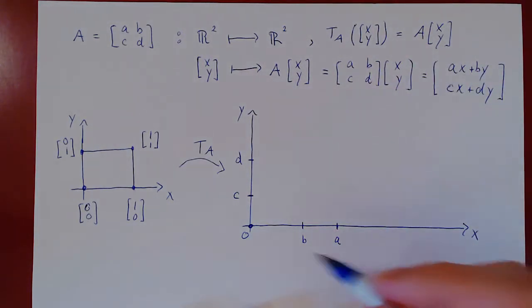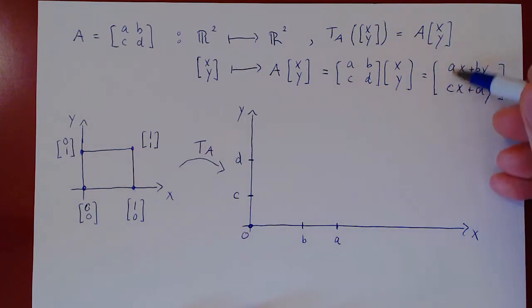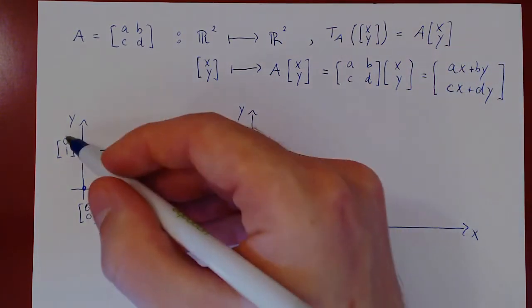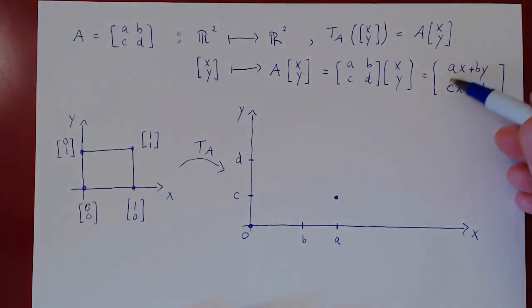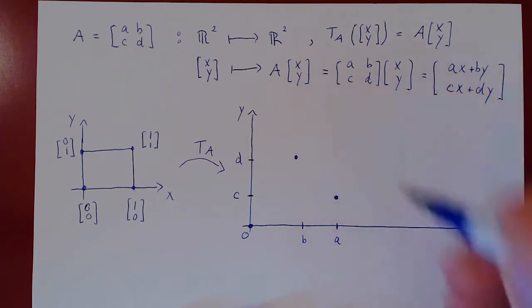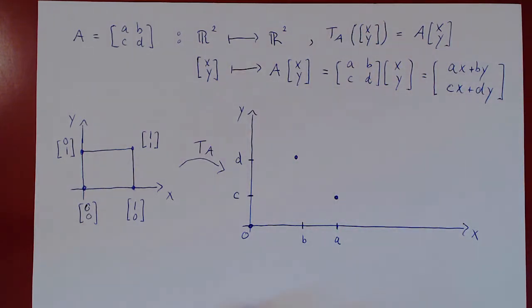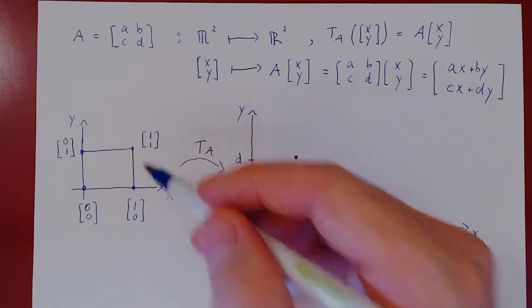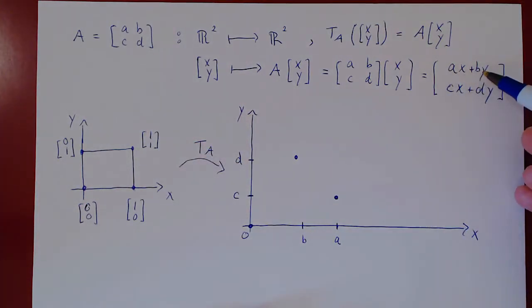So we had the point (1, 0) was sent to AC, so it's this point now. And the point (0, 1), when x is 0, is sent to BD, this point. And the fourth and final point is (1, 1). If x is 1 and y is 1, you get the point (A plus B, C plus D). But if you notice, there's something interesting about this.